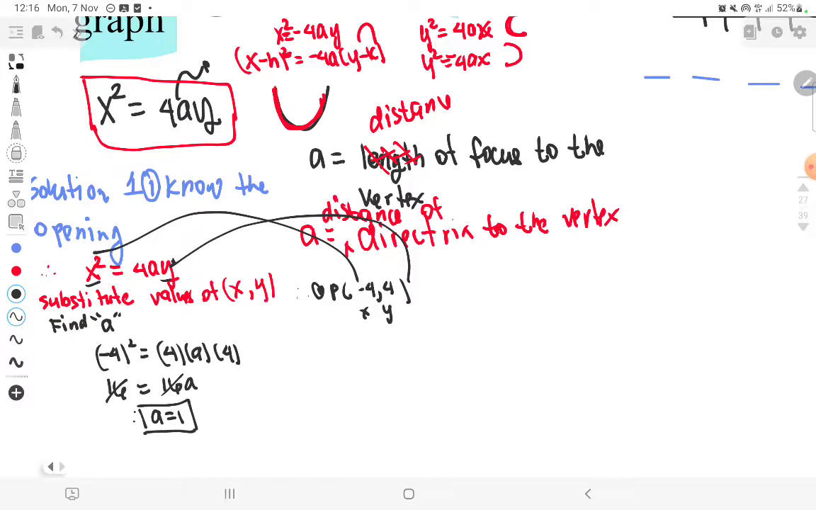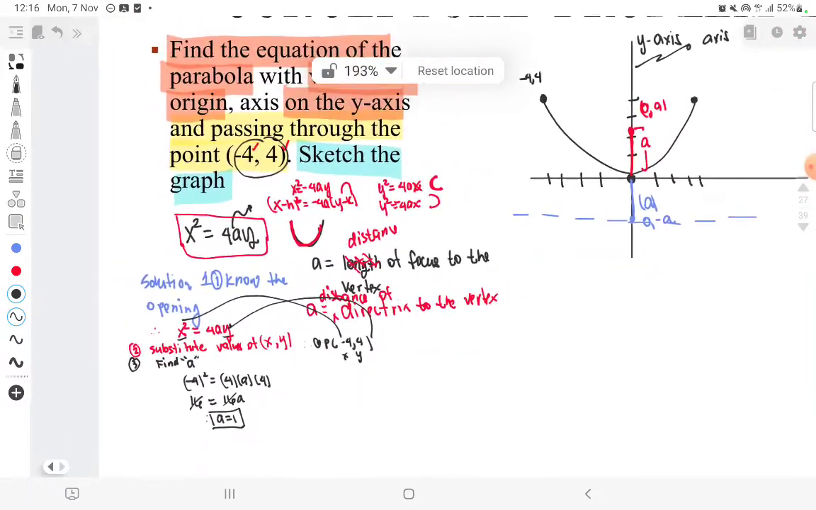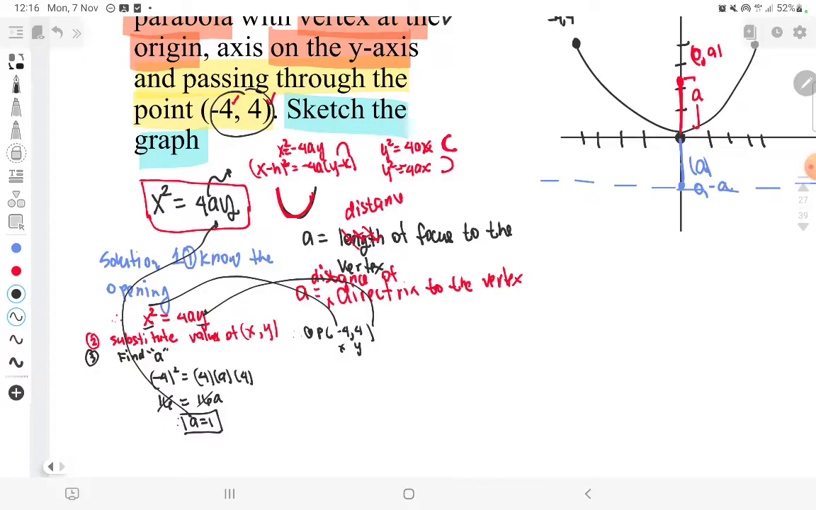Now since we have a equals 1, we can actually find our equation. We would just substitute a into this. So the standard equation of the parabola is simply x squared equals 4 multiplied by 1 multiplied by y. So x squared equals 4y.